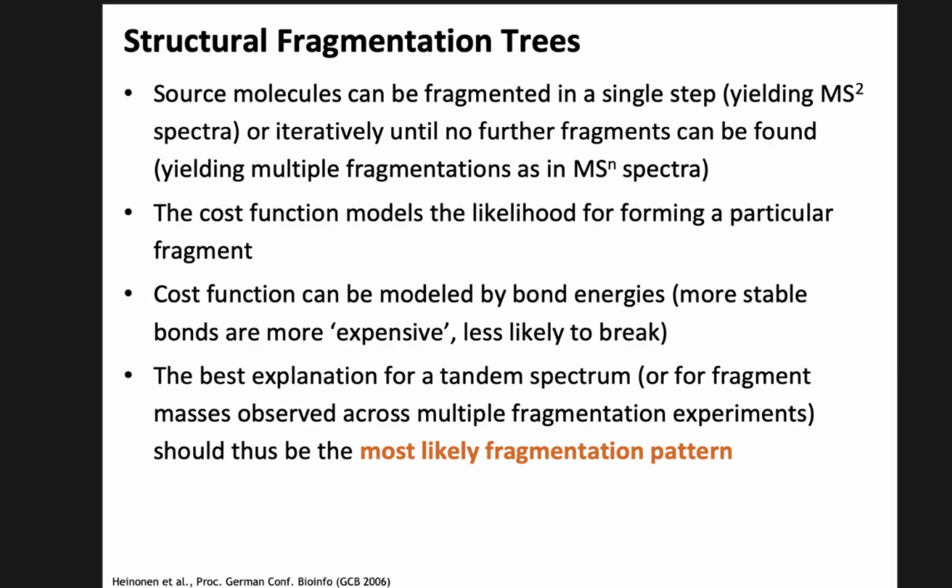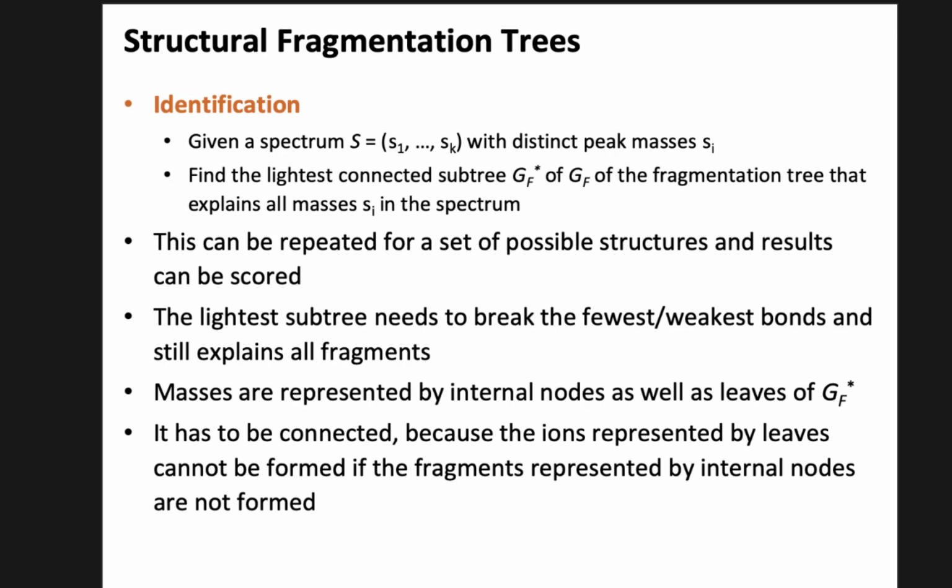And ideally, you would be able to find the most likely fragmentation pattern this way, because when you look at the experimental data and see which peaks occur, you can also see in your fragmentation trees which of these edges are occurring frequently. And that is comparatively easy to do. So we could use that for identification if we're saying we have a spectrum that has distinct peak masses, and we find what's called the lightest connected subtree of the fragmentation tree that explains all the masses.